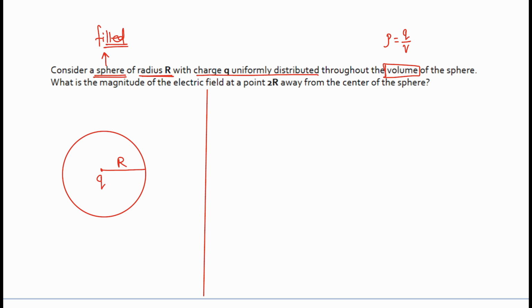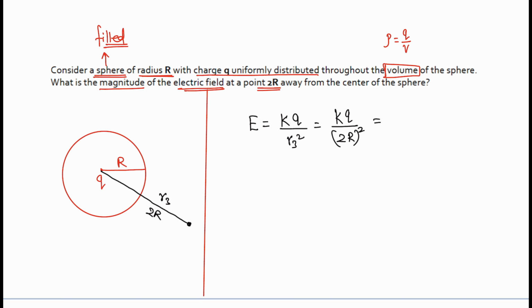What is the magnitude of electric field at point 2r? So where is the point? Tell me. It is outside. That is your 2r. Understand? So we can solve it easily. E is equal to k q over r3 square. Yes or no? This is your r3. So you can place the value: k q over 2r whole square, which is equal to k q over 4r square. Fine. Understand? Like this, you need to solve the question.